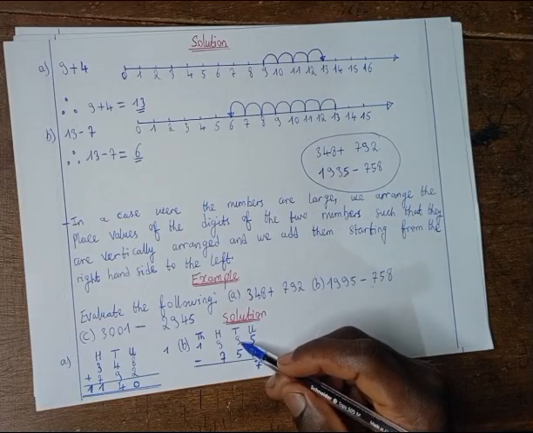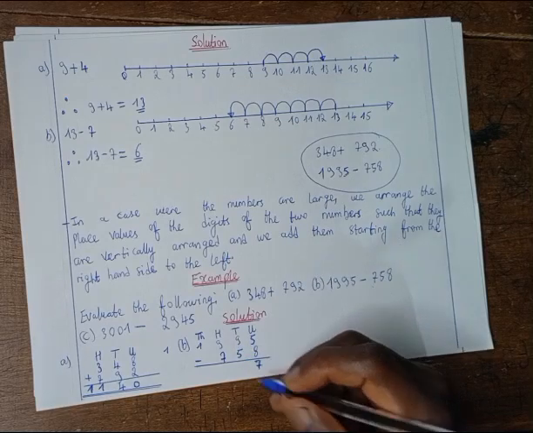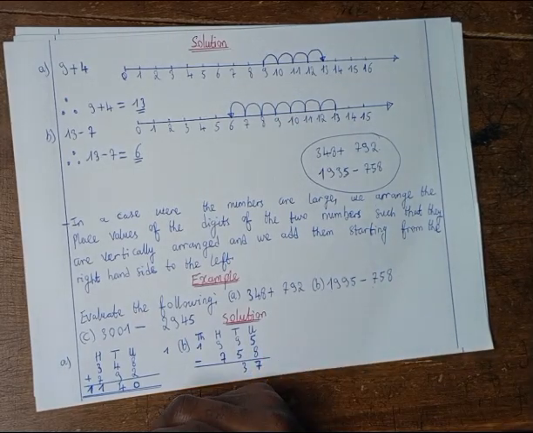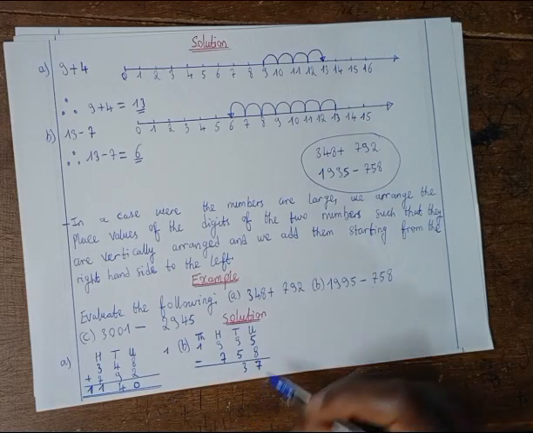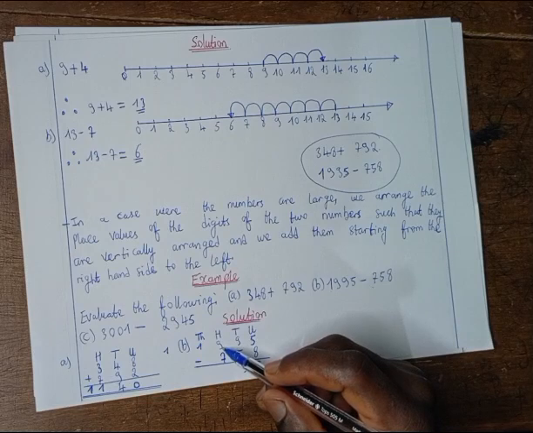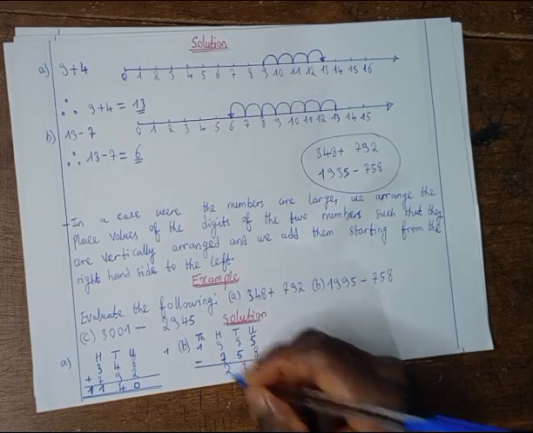We took 1 from this 9, which is a 10. So here we are left now with 8. 8 minus 5 gives us 3. Next, we move now to the next higher place value. Here we have 9, which is greater than 7. 9 minus 7 gives us 2.